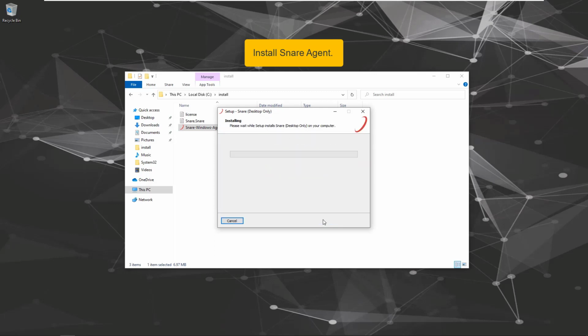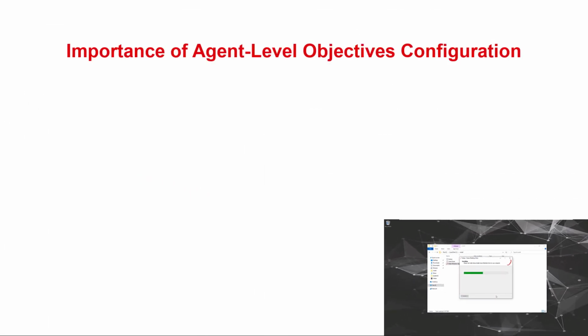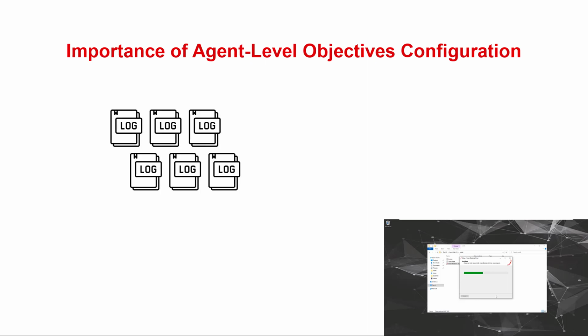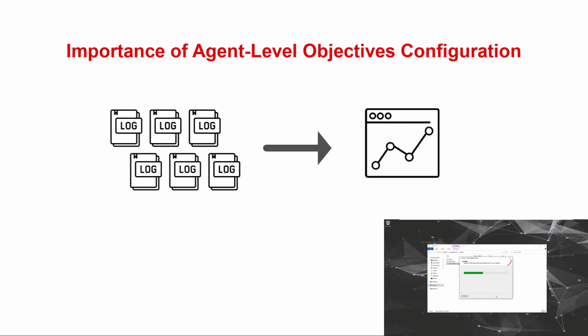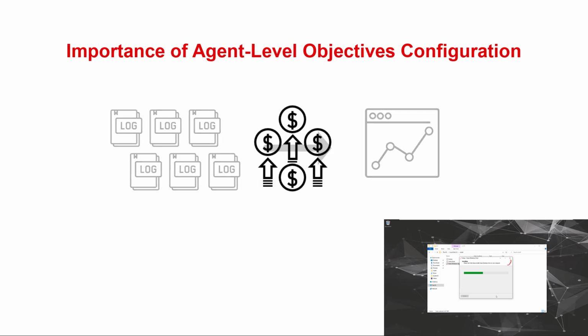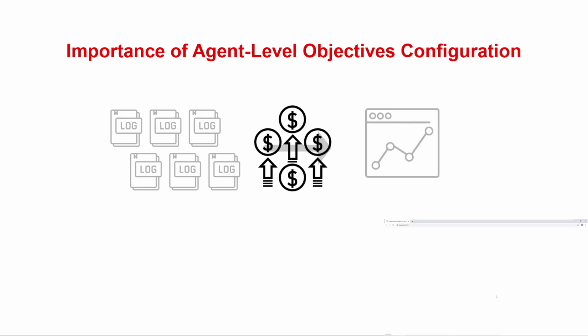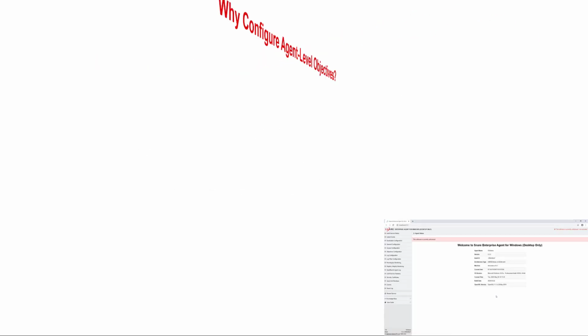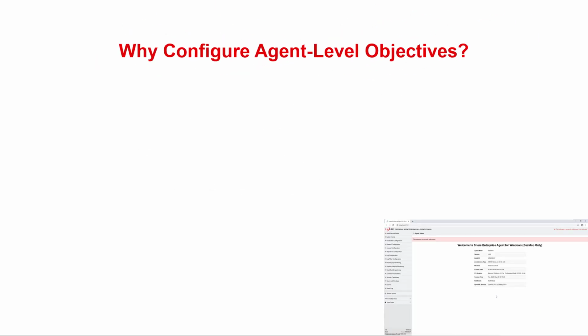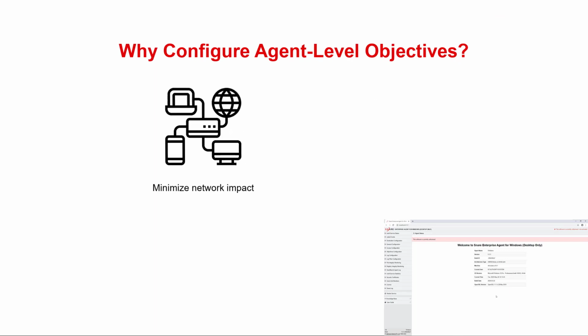While we're waiting for the installation to finish, I just wanted to clarify why it's important to properly configure agent level objectives. Simply put, if you don't do it and just collect all logs and forward them to your SIM platform, most likely you will be charged for all process logs, even if you apply filtering at the destination. This is just how pricing for most SIM solutions works. There are also other reasons to configure agent level objectives, like minimizing the impact on network and reducing storage cost.